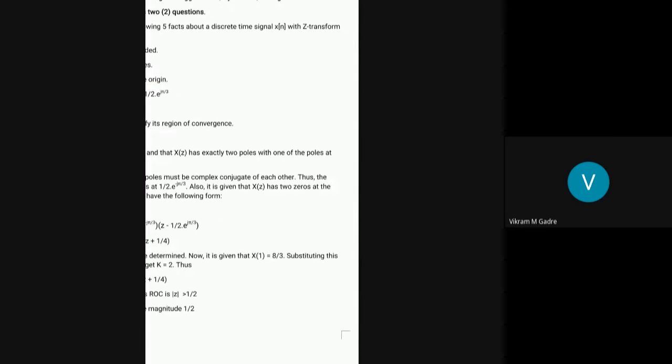So if you can simplify this denominator, it becomes k z square divided by z square minus 1/2 z plus 1/4, for a constant to be determined. Very good. Now, since one condition is given, it is given that X(1) is equal to 8/3. By putting this in the previous equation, we get k is equal to 2.